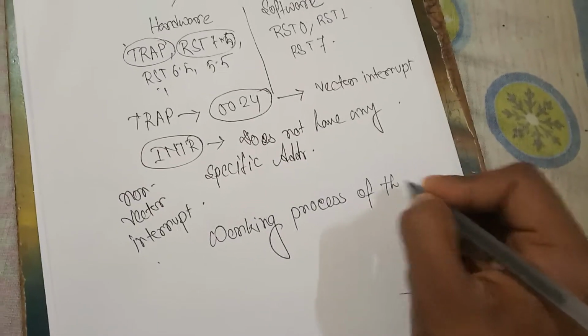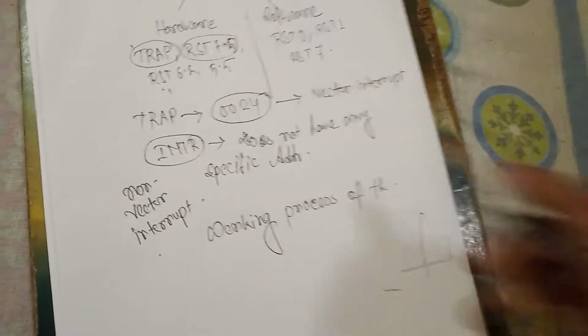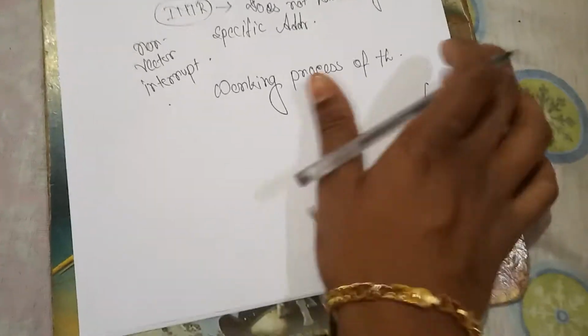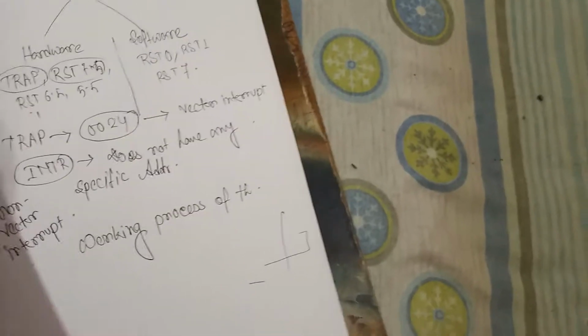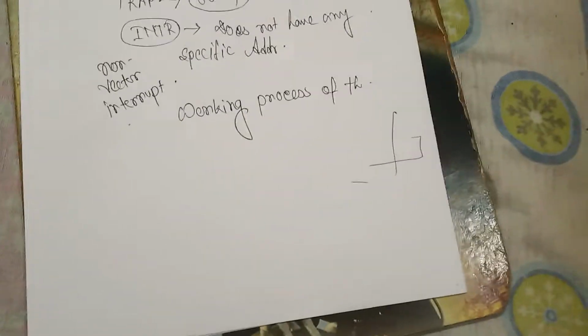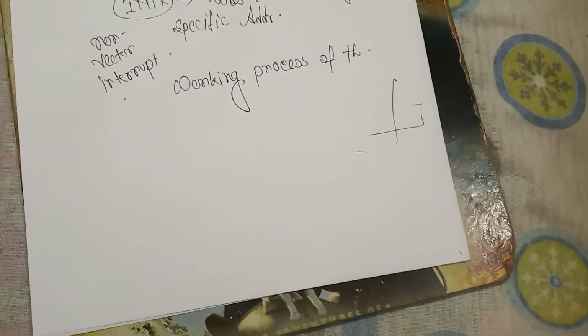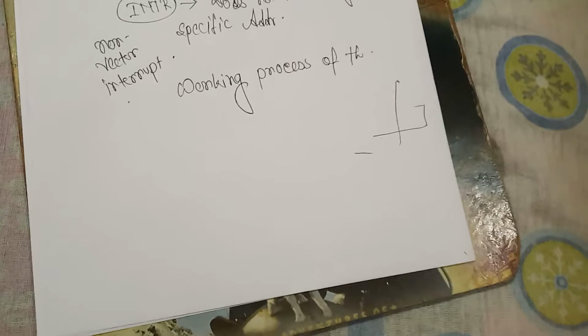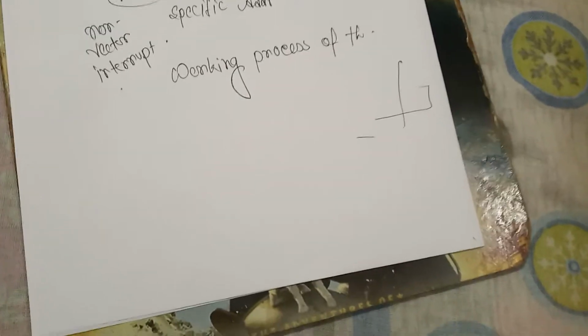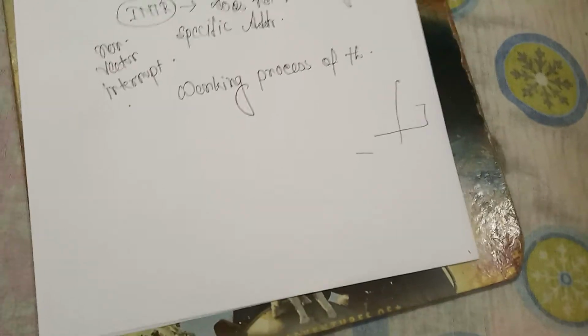So now we learn how this interrupt works, that is the working process of interrupt. Clear? Suppose any interrupt is coming. When any interrupt has come, the microprocessor first stops the current ongoing execution and serves the interrupt to its particular address where it is to be served.